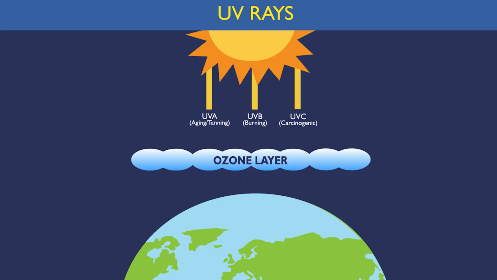So let's now talk about the first type of UV radiation. That's UVA. UVA stands for aging or tanning. And you can see that these rays are really long. They completely penetrate the ozone layer. They penetrate windows, and they even penetrate our skin.